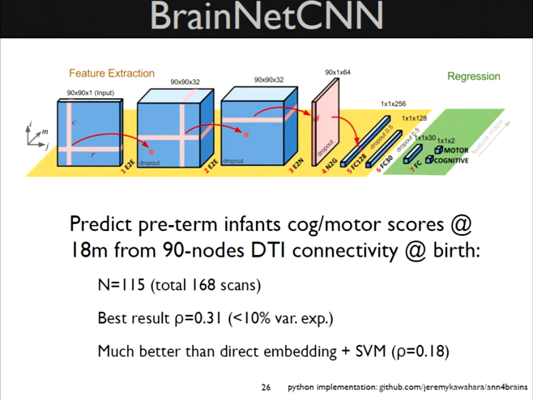They had some nice results for predicting infant motor scores at 18 months from birth. The best result gives you something like 31% correlation, which is 10% variance explained in the score. So it's not very high, but it's a very, very hard task. They also tried this direct embedding, and this worked much better. So this is a technique I think is promising and should be followed if you have this kind of application.